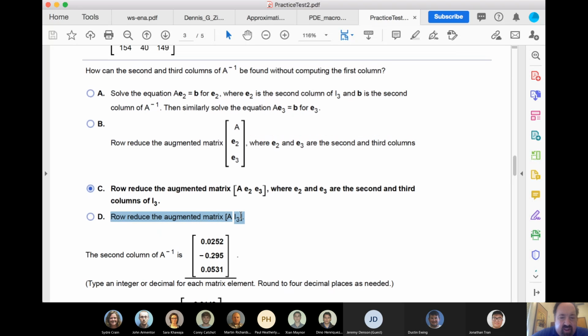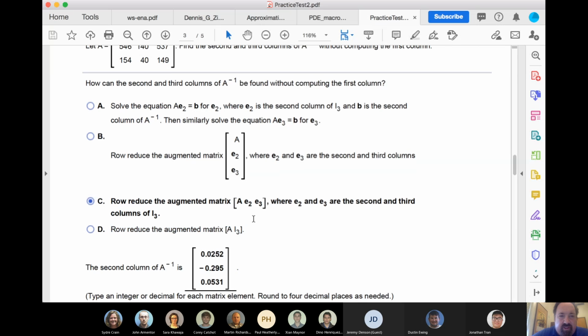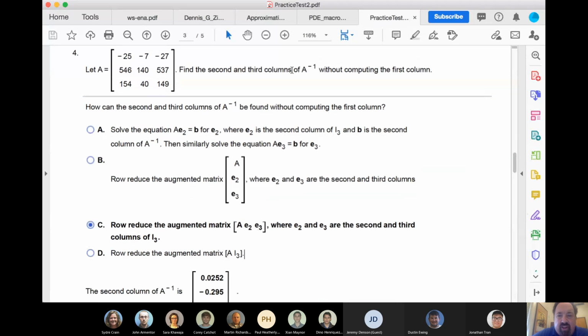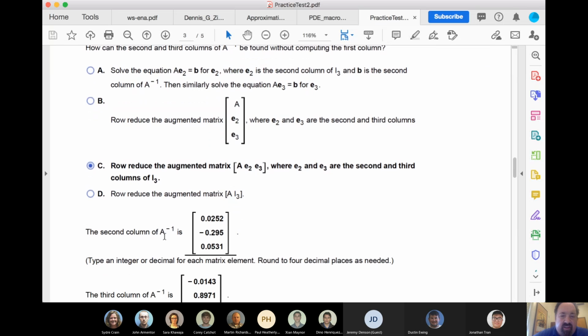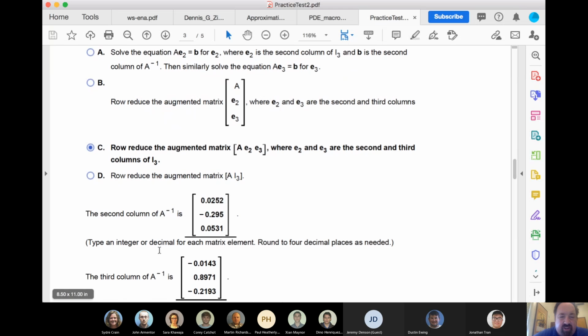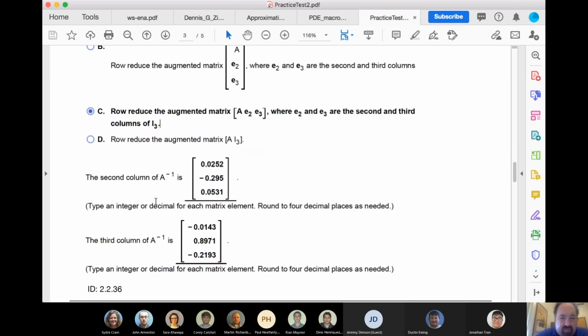This choice would get you the inverse, except notice it says find second and third columns by inverse without computing a first column. If you row reduce the augmented matrix A and all of identity, that will give you all of A inverse, first column included. But if you only want second and third columns, you don't care about the first one, so that's wasted effort. So this is the ideal approach. With that approach in mind, you go ahead and actually solve for these second and third columns.